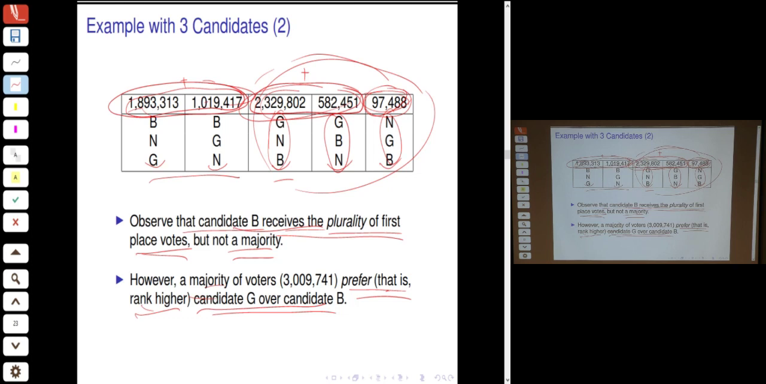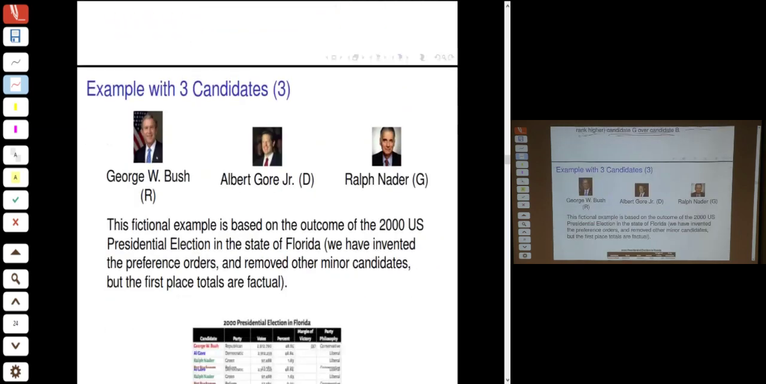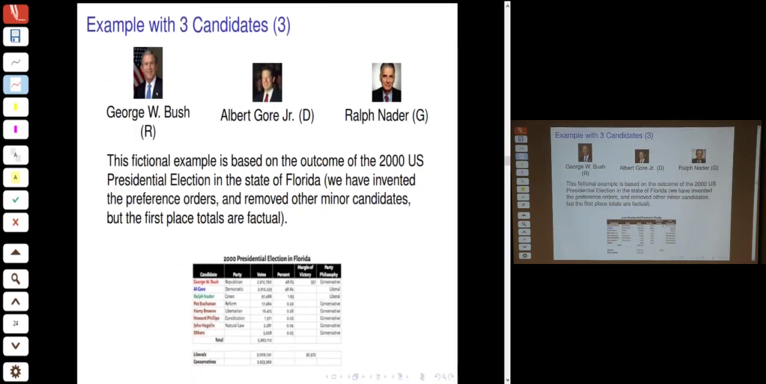So this is the exact kind of situation where the election is very tight and there is a conundrum if there are more than two candidates, okay? So here are B, G, and N with pictures. This example, as we already discussed, is a fictional example, but it's based on the outcome of the 2000 US presidential elections in the state of Florida. We have invented the preference orders and removed other minor candidates, but the first place totals are actually factual, okay? So it was a famous and very close election.